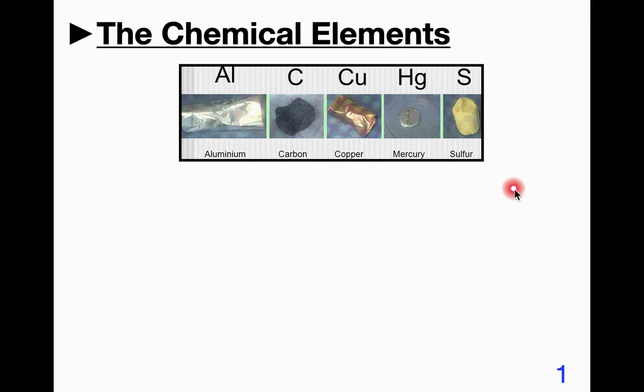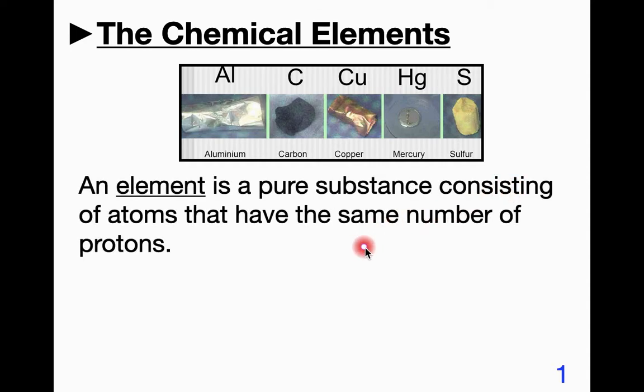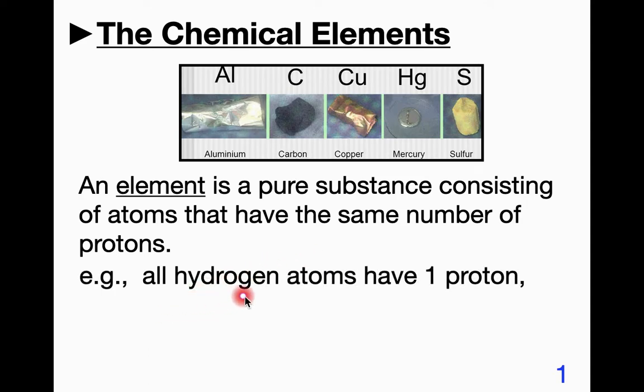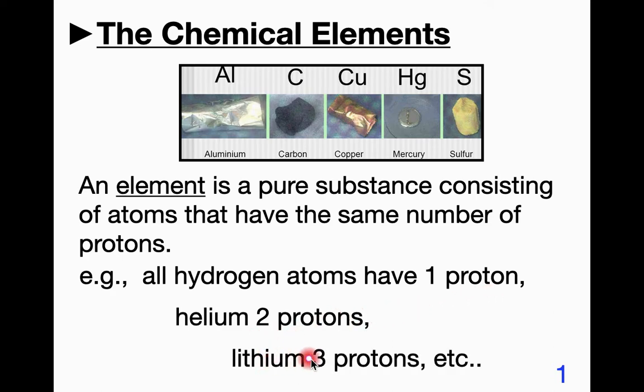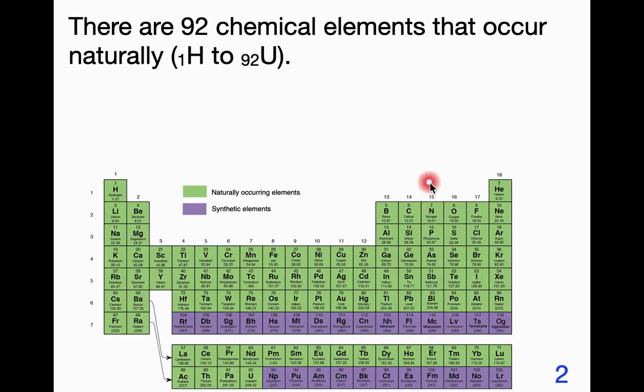The chemical elements. An element is a pure substance consisting of atoms that have the same number of protons. For example, all hydrogen atoms have 1 proton. All helium atoms have 2, lithium 3, etc. And that's how the elements are arranged on the periodic table. There are 92 chemical elements that occur naturally, hydrogen through uranium.